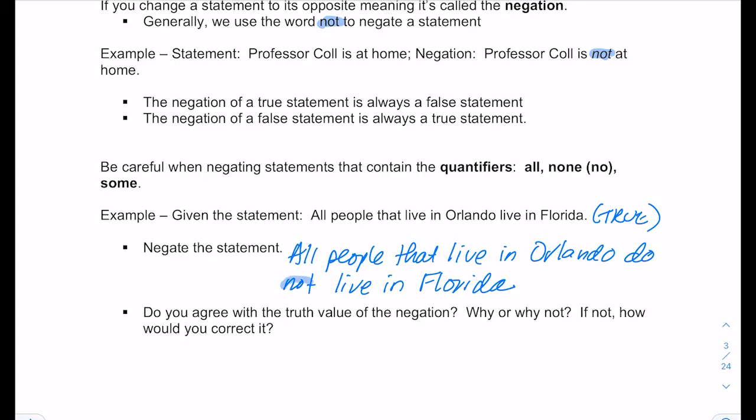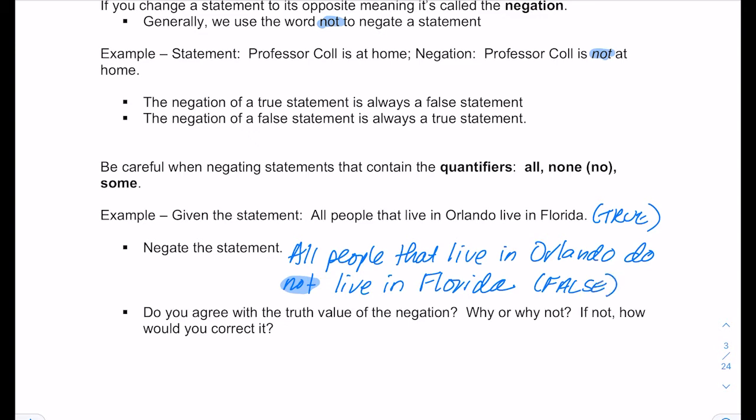So by using the word not, I'm negating that true statement, and now this is a false statement. So we know that anybody that lives in Orlando lives in Florida in this case. And this statement is saying that they do not live in Florida. So this is a false statement.